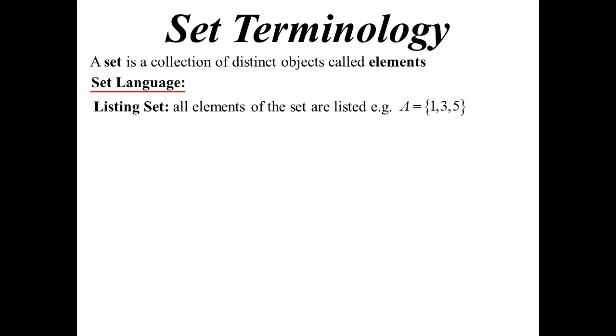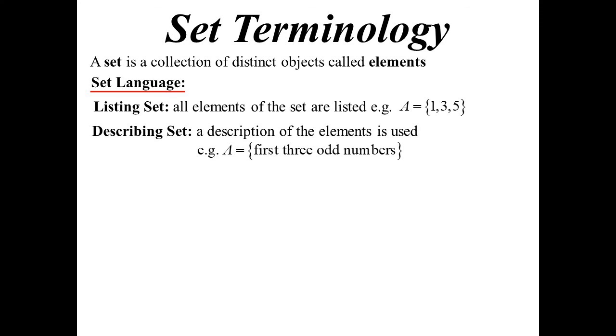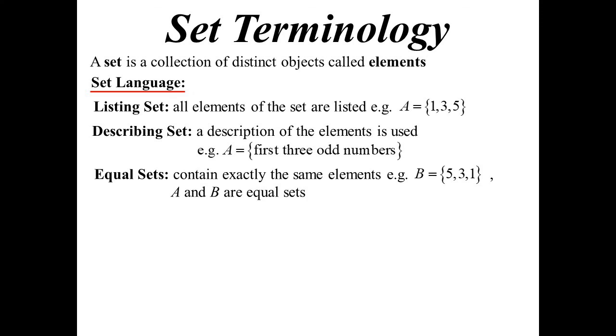Example I've got there is the set A, which contains the numbers 1, 3 and 5. I could also describe the same set as a describing set. So instead of writing the numbers, I just describe what the numbers are, and so my set A is the first 3 odd numbers. Now, equal sets are sets that contain exactly the same elements. So if B is the set 5, 3, 1, well, A and B are equal sets. They've got the same elements.